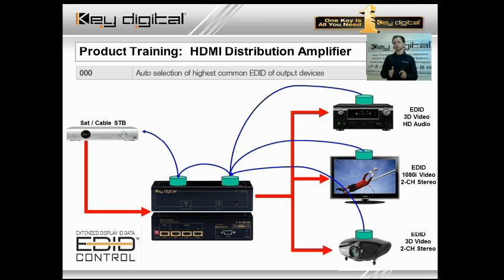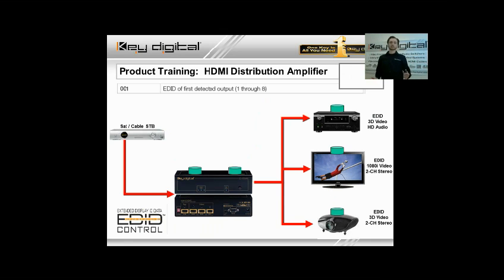There's always going to be Key Digital in the middle to act as a buffer. So let's take a look at another example where we have the same output devices connected, and instead we switch it over to down, down, up. What happens then when we take the EDID of the first detected output? Well, you're going to have these 3 devices connected, okay?